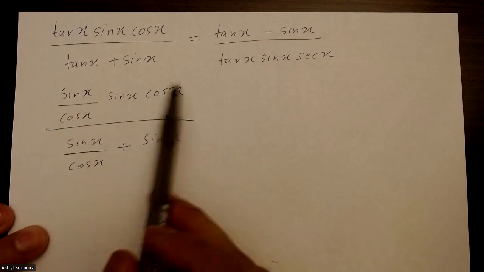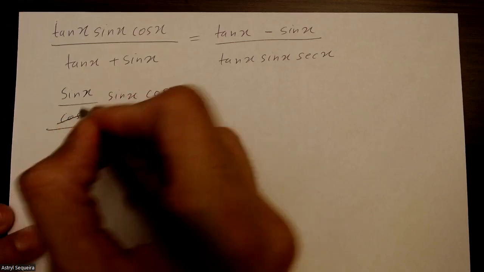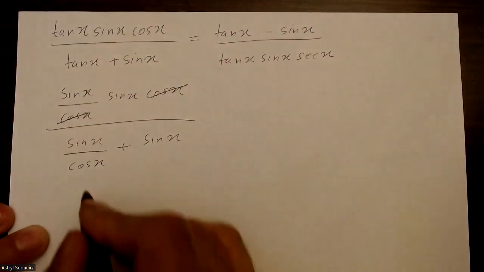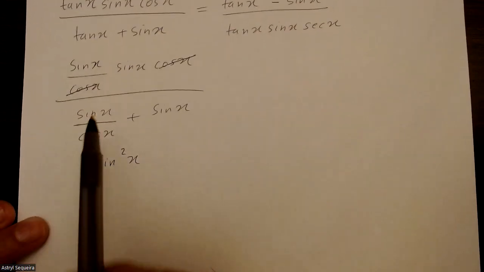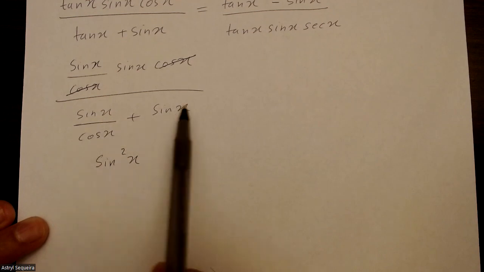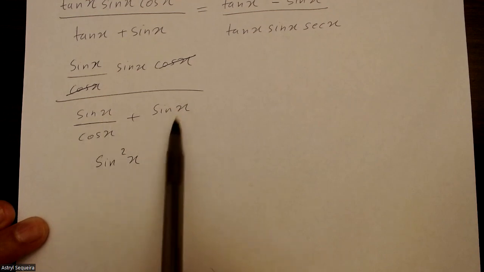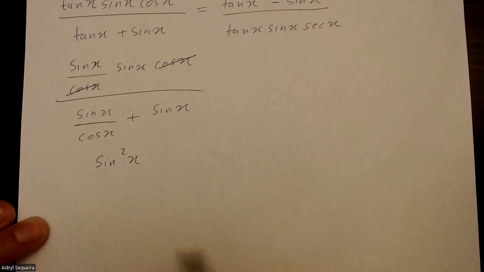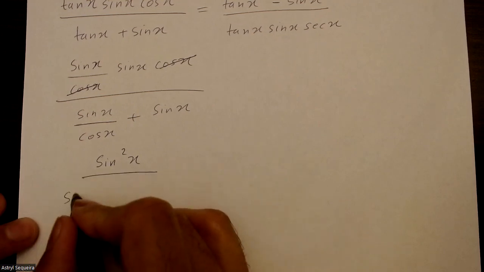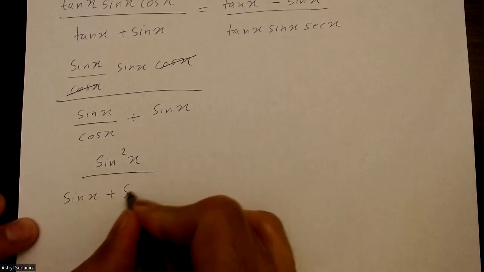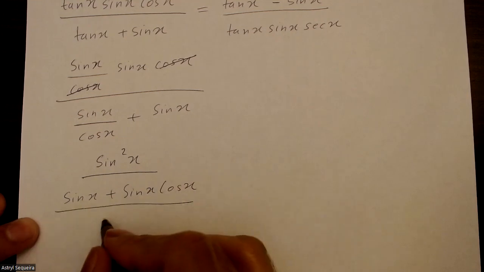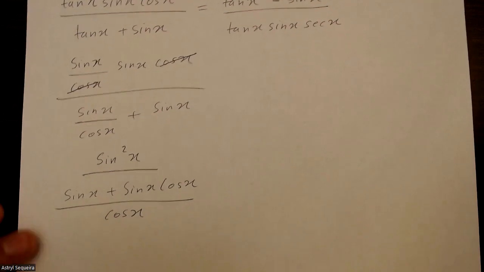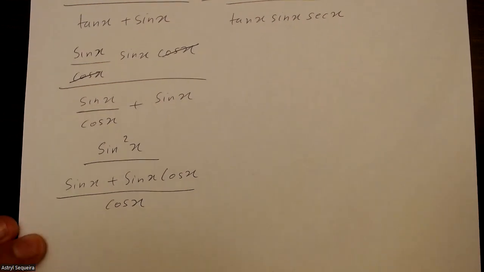And then in the top, I can cancel out these two cos. It's just multiplying and dividing. So sine times sine is sine squared x. And on the bottom, I can make a common denominator here. So I'm going to multiply the top and bottom here by cos x. So I have sine x plus sine x cos x divided by a common denominator of cos x.